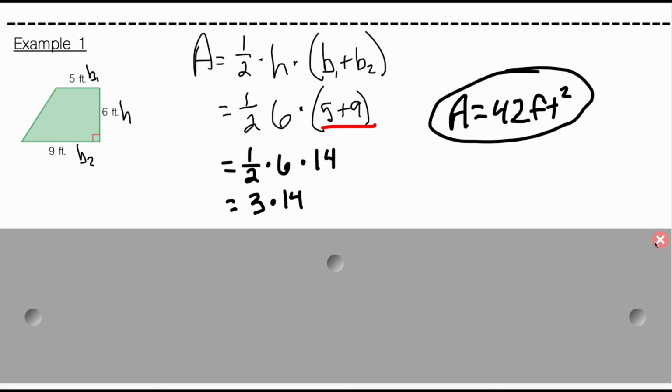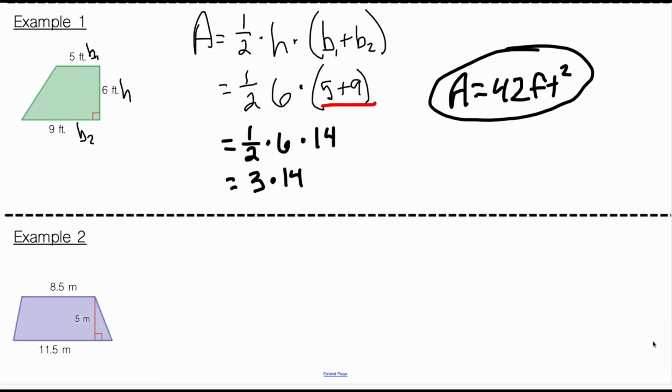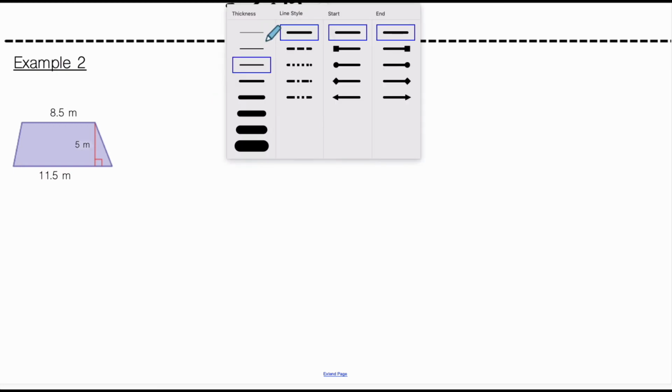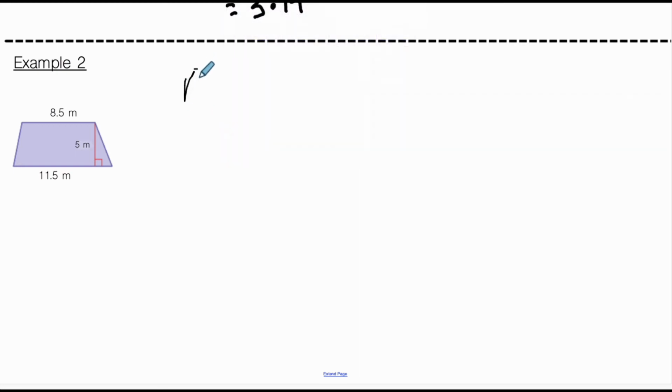All right, I'm going to do one more. If you're a person who likes to challenge yourself and see if you've got it, feel free to pause the video and see if you can set this one up, and then we'll go through it. But I'm going to start with the formula. Area equals 1/2 times base times the sum. Oh, I wrote that wrong. Getting ahead of myself. Half times the height times the sum of the bases.